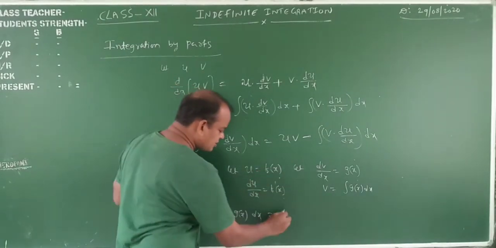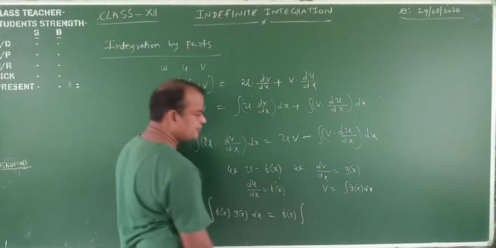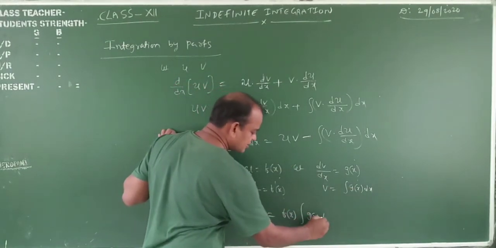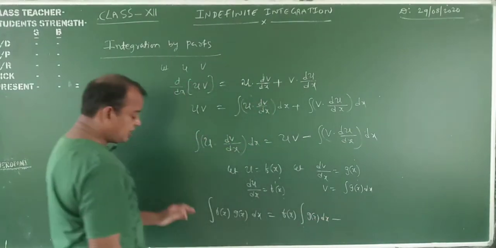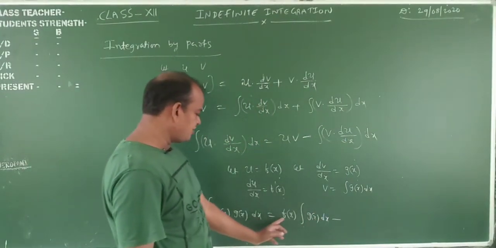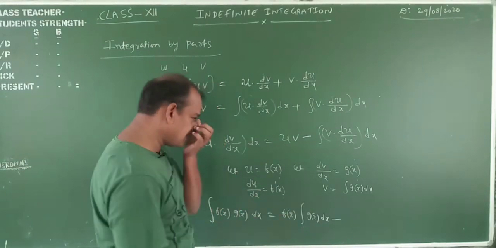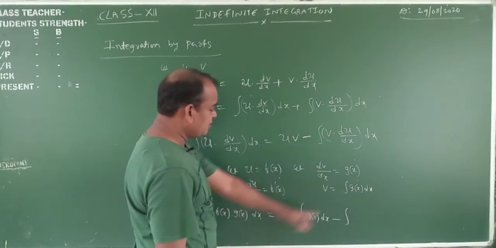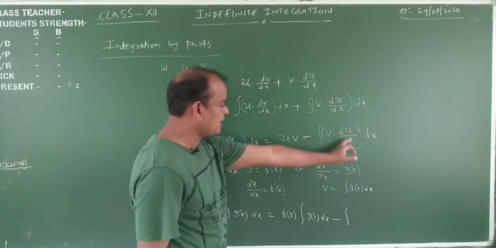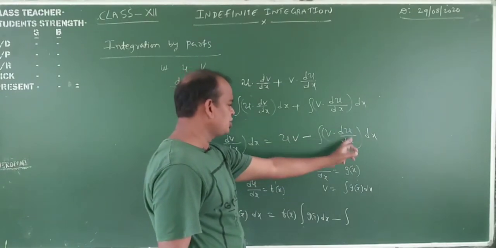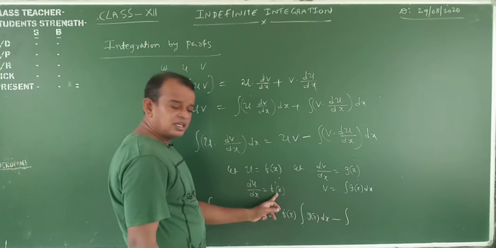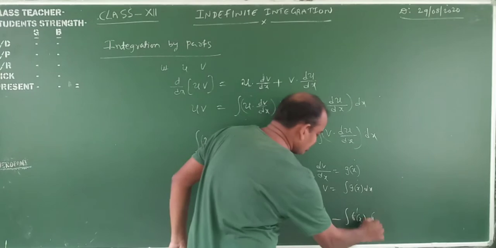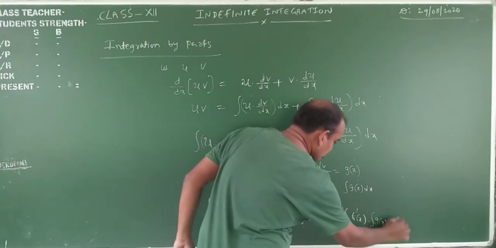u means f of x, and v means integral of g of x dx. So the integral of f of x into g of x dx is equal to f of x into integral of g of x dx, minus integral of, first write du by dx. Du by dx means the derivative of the first function, f dash of x, into v. V means integral of g of x dx, whole dx.